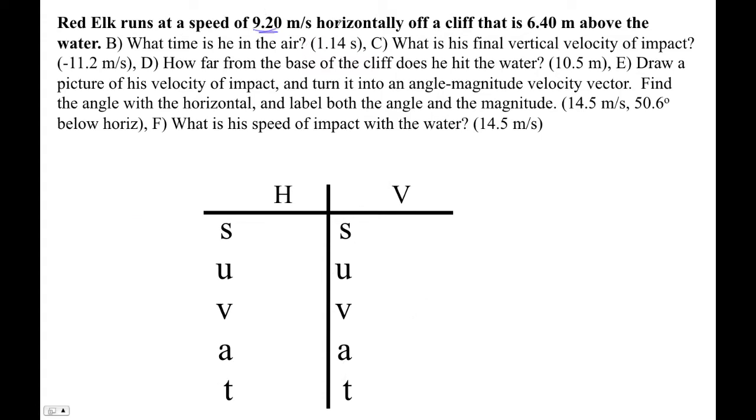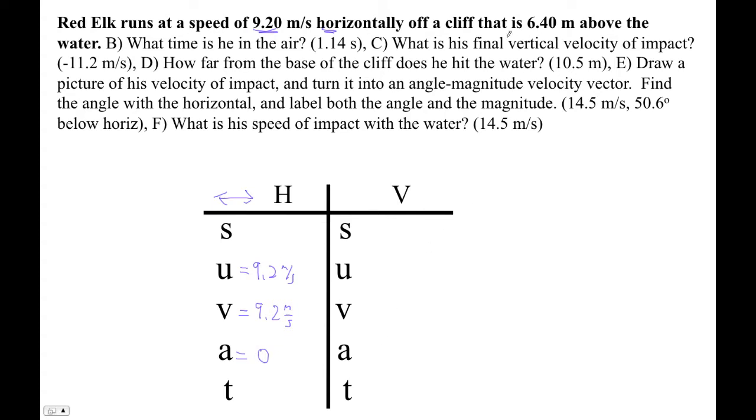So our 9.2, that's his horizontal velocity. So that's this guy, 9.2 meters per second. The acceleration here is, of course, 0. He's not going to accelerate horizontally, right? That's this way, right? So our final velocity is also 9.2 meters per second, right?